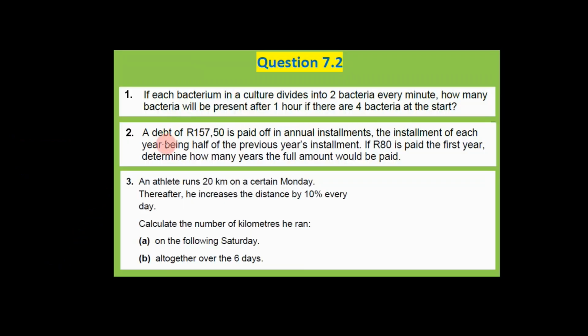In the second question it says, a debt of R157.50 is paid off in annual installments. The installments of each year being half of the previous year's installment. If 80 Rand is paid in the first year, determine how many years the full amount would be paid. So, in how many years we would have paid off this amount. So, we're starting off by paying 80 Rand. That's in the first year. Then in the second year, we pay half of 80 Rand, which is 40. Then 20, etc.